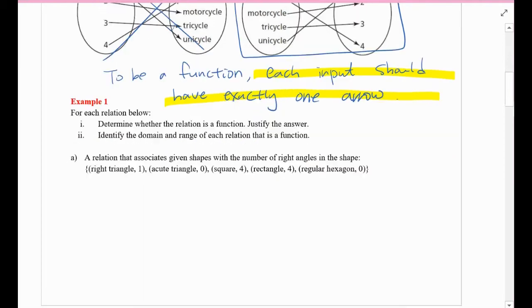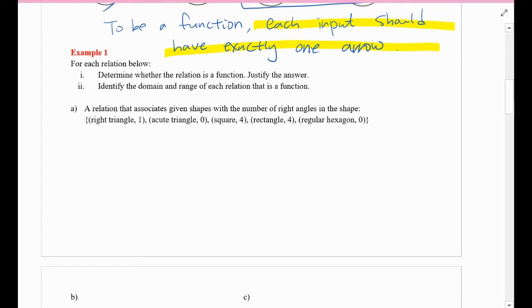Alright, let's move on. For each relation below, determine whether the relation is a function, justify the answer, and identify the domain and range of each relation that is a function. It's a relation that associates a given shape with the number of right triangles in the shape. So those are independent data.